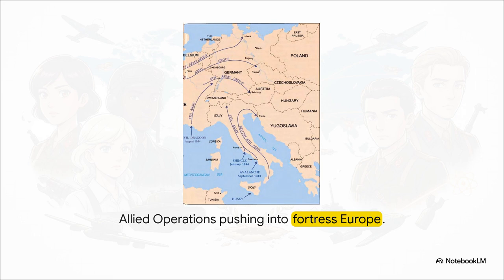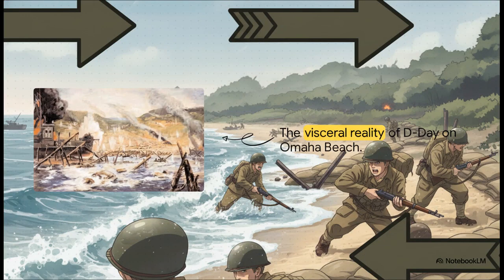But we can't forget that while the Americans and British were pushing from the west and south, the Soviet Union was locked in this titanic, unimaginably bloody death struggle on the Eastern Front. They were literally tying down over 200 German divisions across a 2,000-mile front. The boots-on-the-ground reality behind those massive strategic maneuvers was incredibly visceral. Just think about Omaha Beach on June 6, 1944.